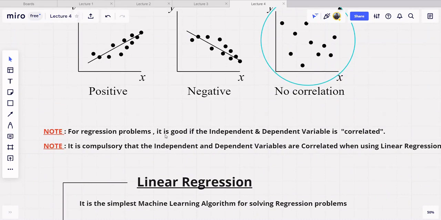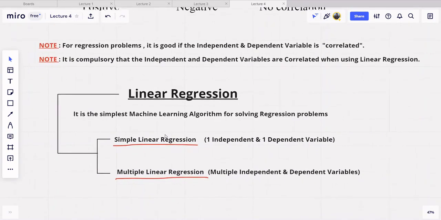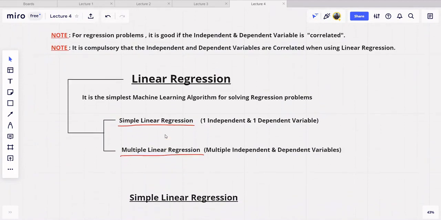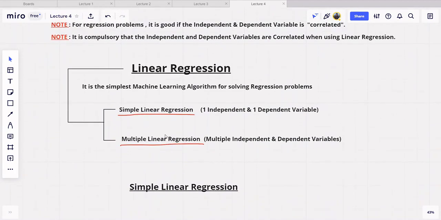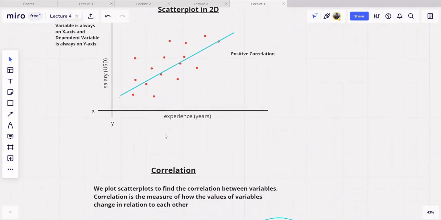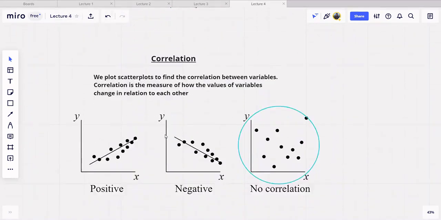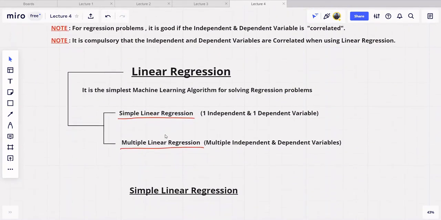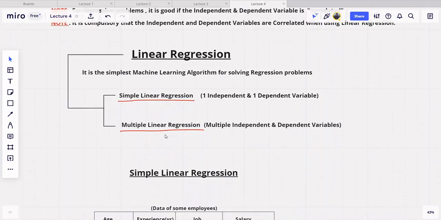Now let's talk about linear regression. What exactly is linear regression? Linear regression is basically a machine learning algorithm or a technique or a method that we use to solve regression problems. So for example, if we wanted to predict salary, or if you wanted to predict someone's age given their height or given their salary, something like that, in that case we use linear regression or any other regression algorithm.